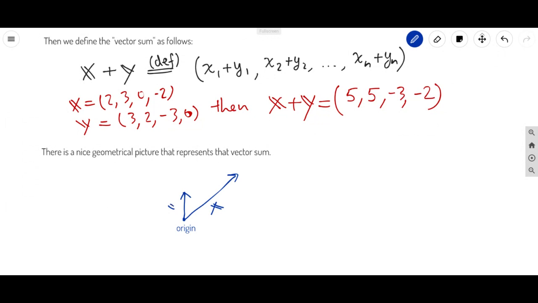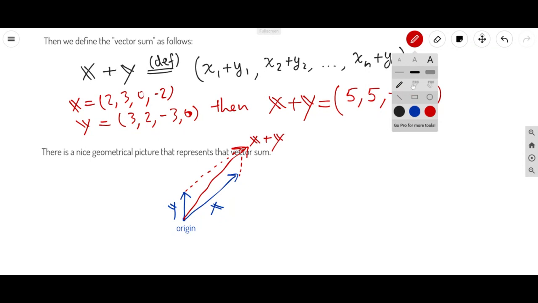Call that y. Then the way you can visualize the vector sum is you complete the parallelogram. So these two vectors make up sides of a parallelogram, like that. And then the vector sum would be the diagonal of the parallelogram that you create. So this would be x plus y.